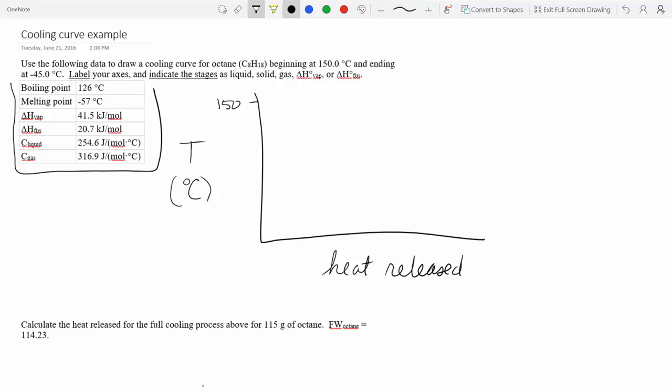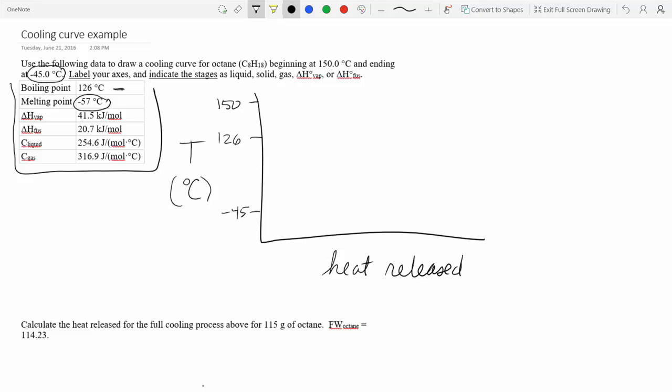And if you look here, we have 126 degrees C, and we need to get all the way down to negative 45. So as we cool, we first need to reach our boiling point at 126. And the next important point is negative 45. Now we're not actually going to go all the way down to the melting point, so we do not have to plot that.